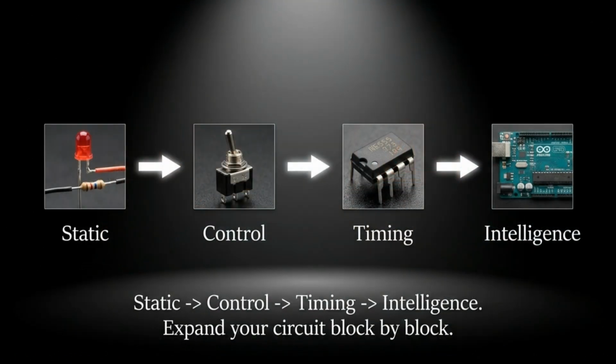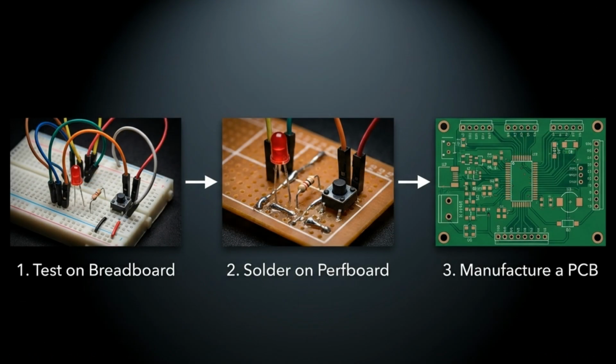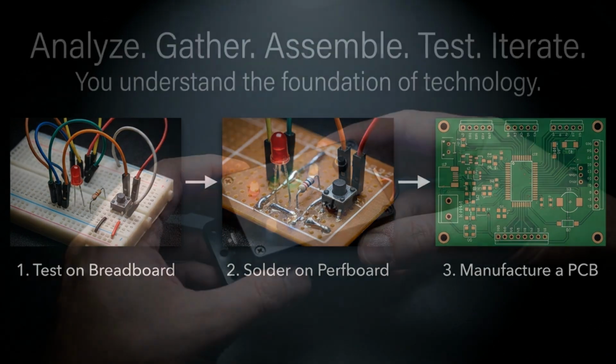Circuits expand from static components to adding control, timing, and ultimately intelligence. Continue to expand your circuit block by block. Your prototyping journey moves from testing on a breadboard to soldering on a perf board, and finally, to manufacturing a professional printed circuit board, or PCB.